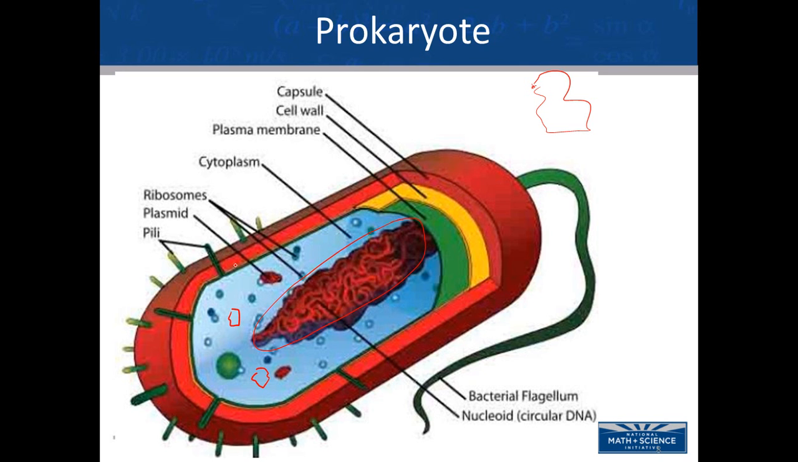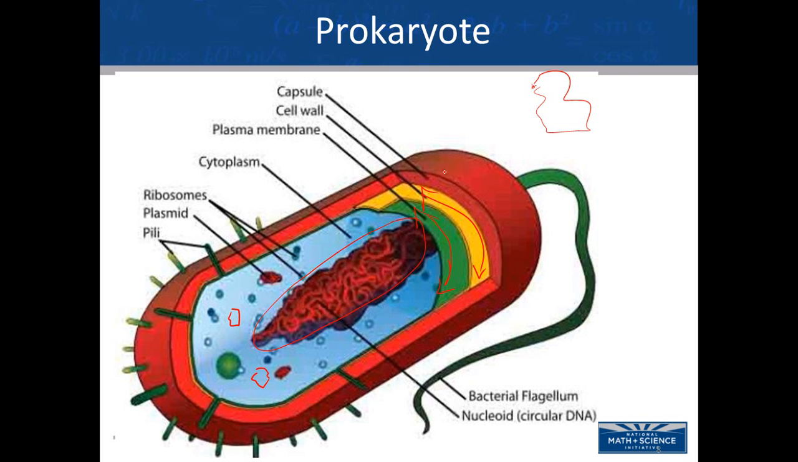Now, outside the cytoplasm, if you will, we're going to find a plasma membrane. And the plasma membrane regulates what gets into the cell and what exits the cell. Some prokaryotic cells actually have two plasma membranes. Outside of the plasma membrane, we're going to find a cell wall. Now this cell wall is different from a plant cell wall in that it's not made out of cellulose, but a complex carbohydrate called a peptidoglycan.